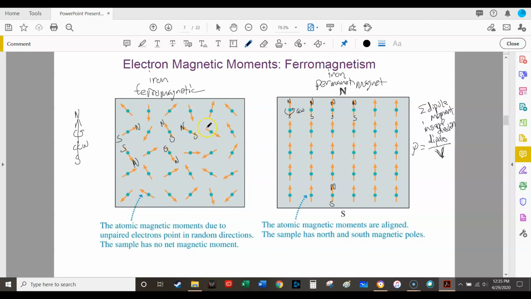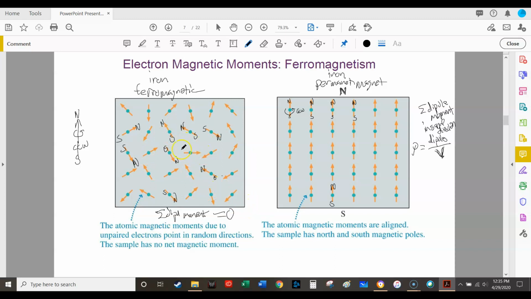Whoops, that should be south, and this should be north. And if you notice, you have a lot of things canceling each other out here, okay? And that may be getting canceled out by what is happening over here. So they don't have to be right next to each other either. So when you add up all of these guys, the net dipole moment is 0, right?